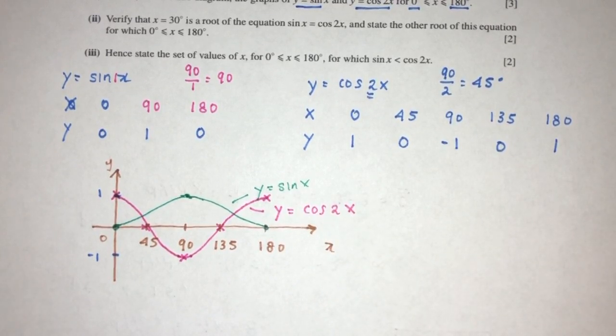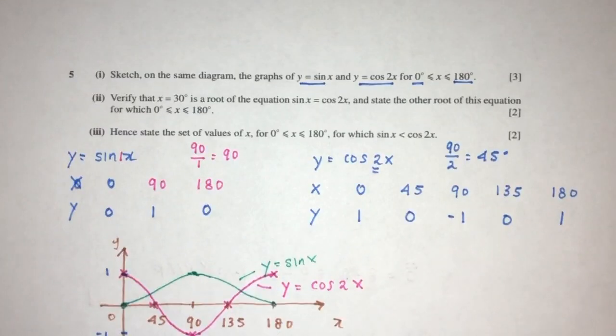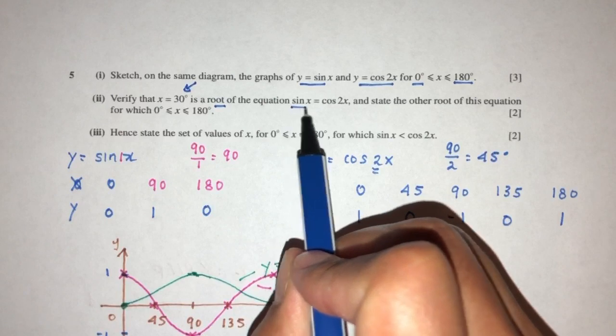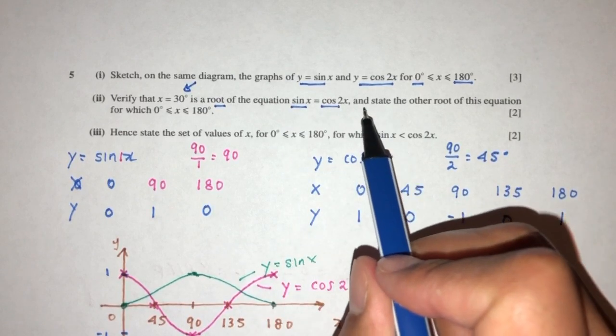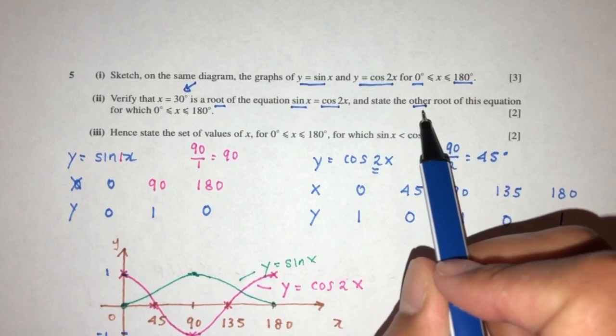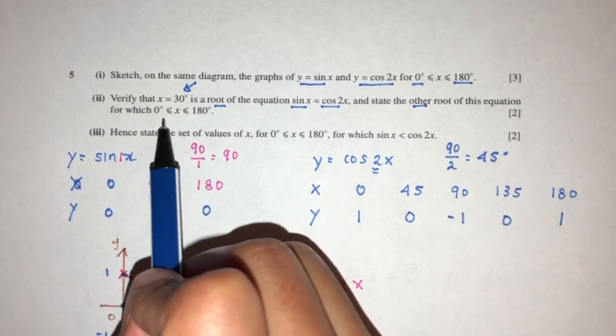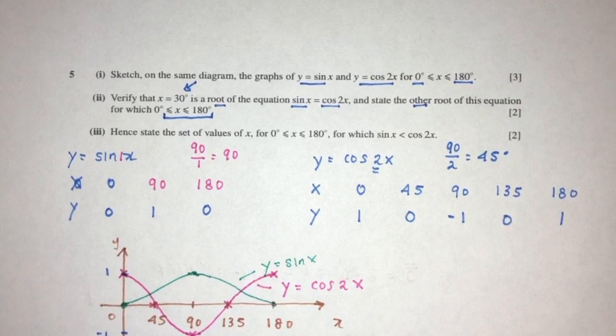Now part 2. Verify that x equal to 30 is a root to the equation, and state the other root of this equation in which this is this. Okay, we have to verify.